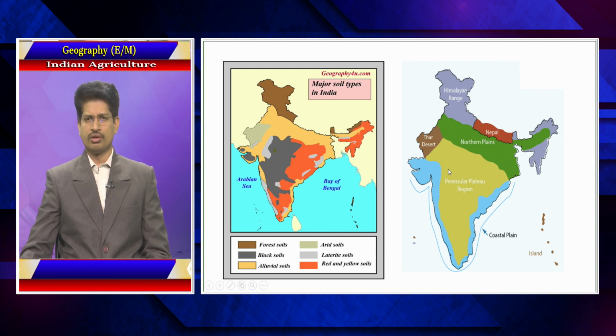The northern part is tilted towards the north, because of which you have the Son and the Betwa rivers, which form the peninsular tributaries of the Ganges. But the Deccan Plateau is tilted from west to east. The slope is towards the east. That is the reason why the Godavari, Krishna, Penna, Vaigai, etc. flow from west to east, because it is a tilted plateau, the tilted lava plateau.